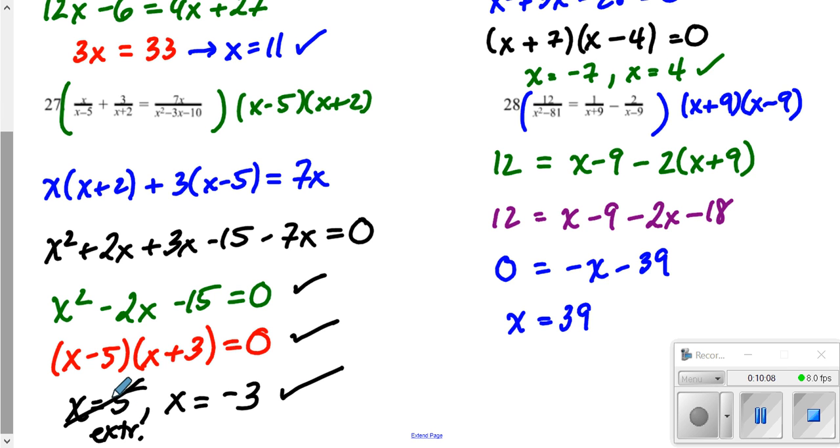This 5 does not work because if you come back up here and you substitute in 5 right there, problem, dividing by 0, not allowed. So 5 is what we call an extraneous solution. I would want you to show it exactly how you see it here, right? I found the 5, I rejected the 5. That's what we want to see.